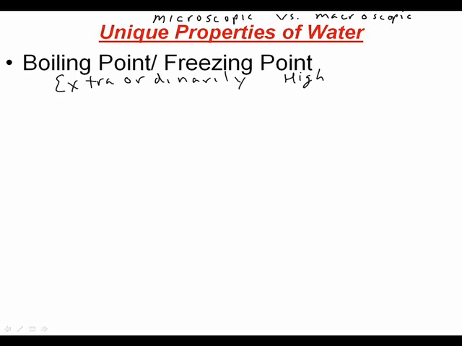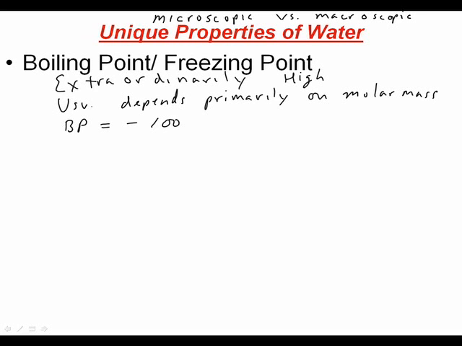Usually boiling point and freezing point depend primarily on molar mass of the atoms involved. And if we looked at water for this, we'd find its boiling point would be about negative 100 degrees Fahrenheit. That is, it would be a gas at room temperature. And we would all be dead. There's no way we could survive if 60% of our body was in a gaseous form.